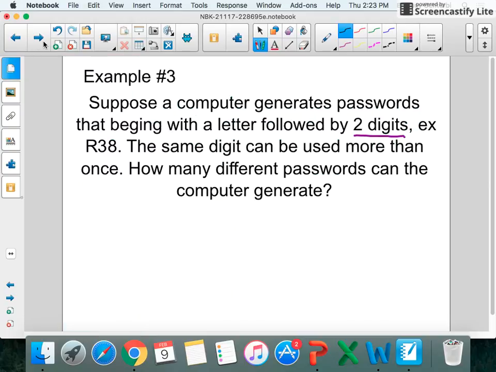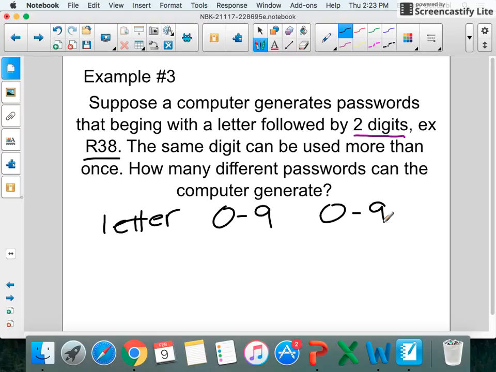So our next problem, we have a password problem. Your password can be a letter followed by 2 digits. For example, you can have R38. And it says that the numbers can be used more than once, so you could have R88. You could use the numbers twice. That means we have 3 different categories. We've got a letter, and then you have a number, and your numbers can only be 0 through 9 because those are the only single-digit numbers. And then you have another number that's 0 to 9.